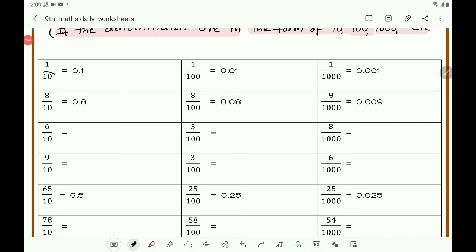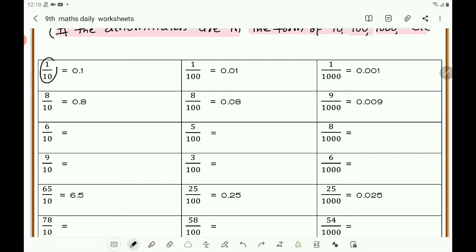Here you observe the denominators are 10, 10, 10, 100, 100, 100, 1000, 1000, 1000, like this way. In this case, you can convert this into decimal very easily. You have to count the number of zeros in front of 1, and after the decimal point, that number of digits will be there. If there is 1 zero, 1 digit after the decimal point. If there are 2 zeros, 2 digits after the decimal point. If there are 3 zeros, 3 digits after the decimal point.